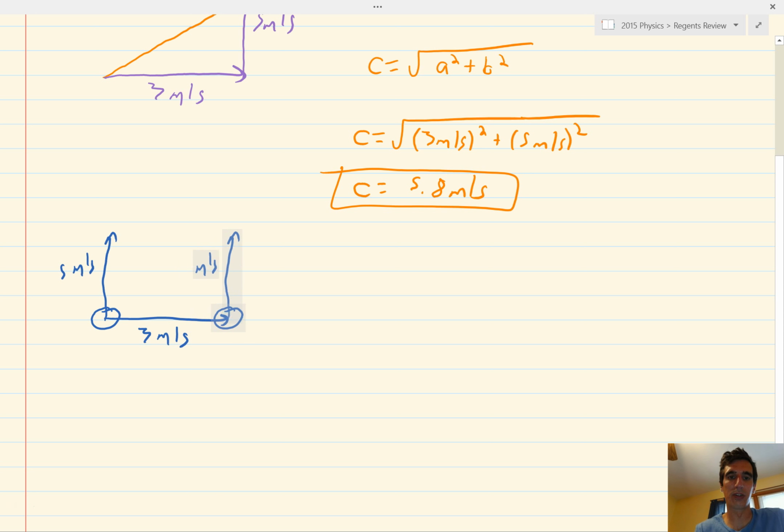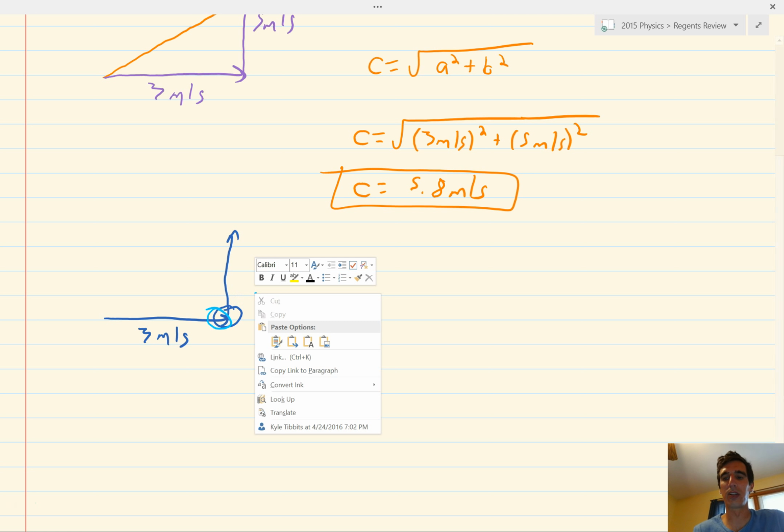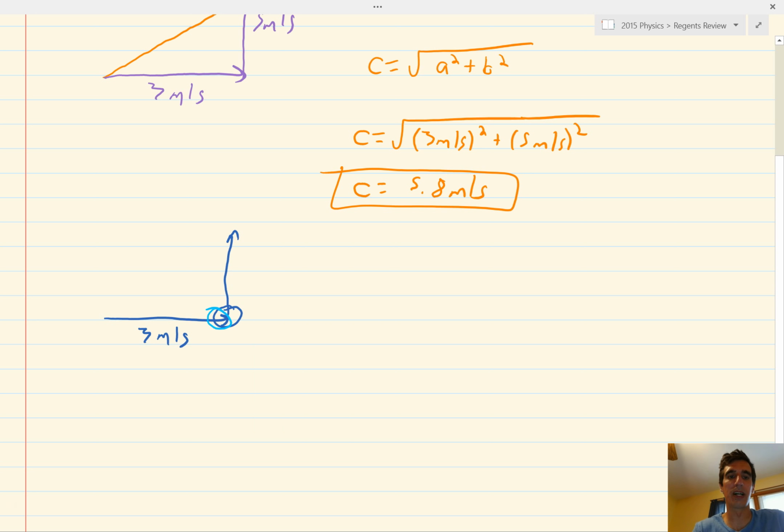So we could take the first one and just slide it over. And now we have the tip of the bottom one, so the end of the arrow, and the tail of the top one. So we always have to have tip to tail, and you're allowed to shift them left, right, up, and down. And our resultant is still in this direction.